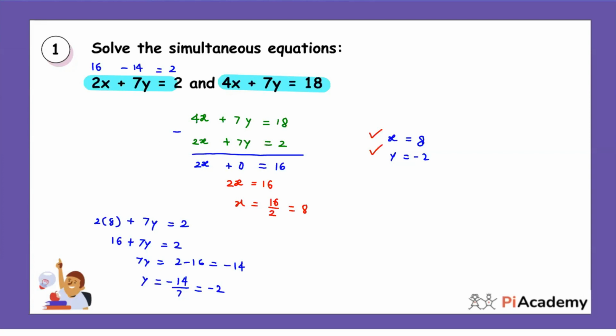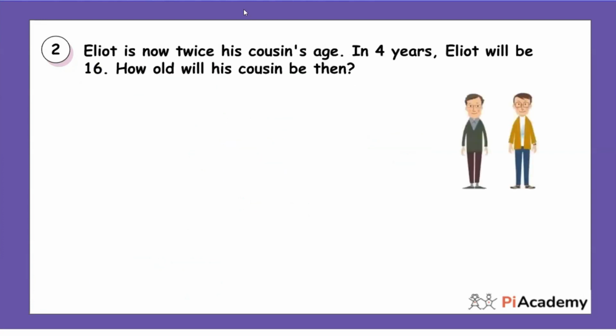Now let's have the next question. This question I'm reading for you, and this is the age problem. You can use algebraic equations to solve it. Elliot is now twice his cousin's age. So there are two persons, one is Elliot and another one is his cousin, and the comparison between them is given to you. Now the next thing given to you is, in 4 years, Elliot will be 16. So the question is, how old will his cousin be then?